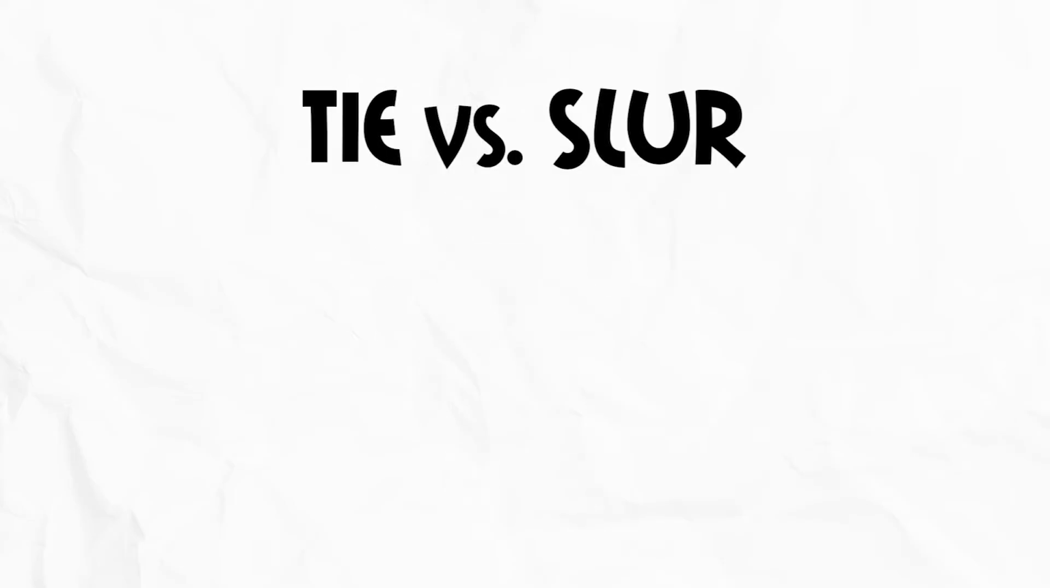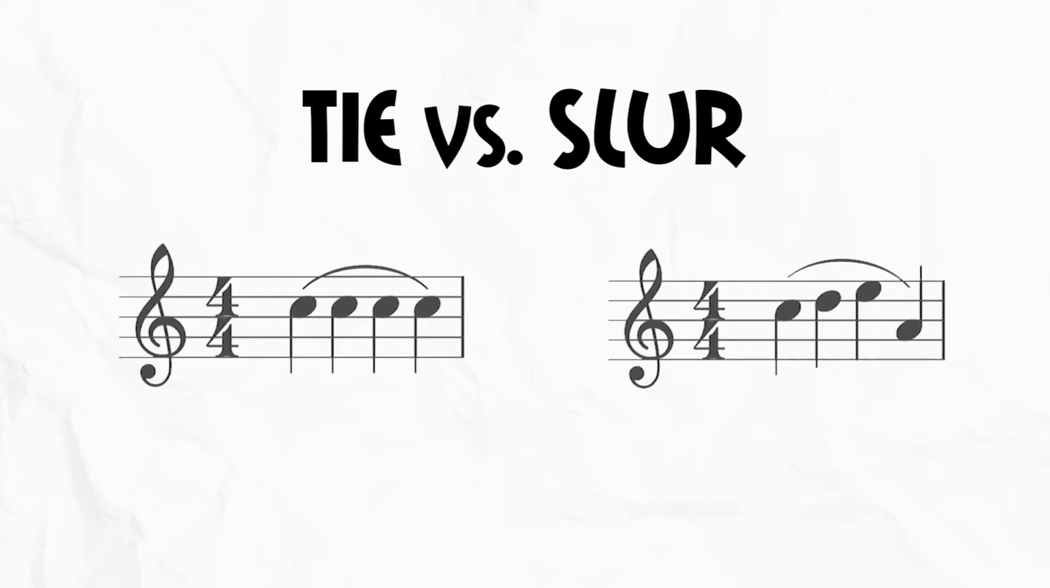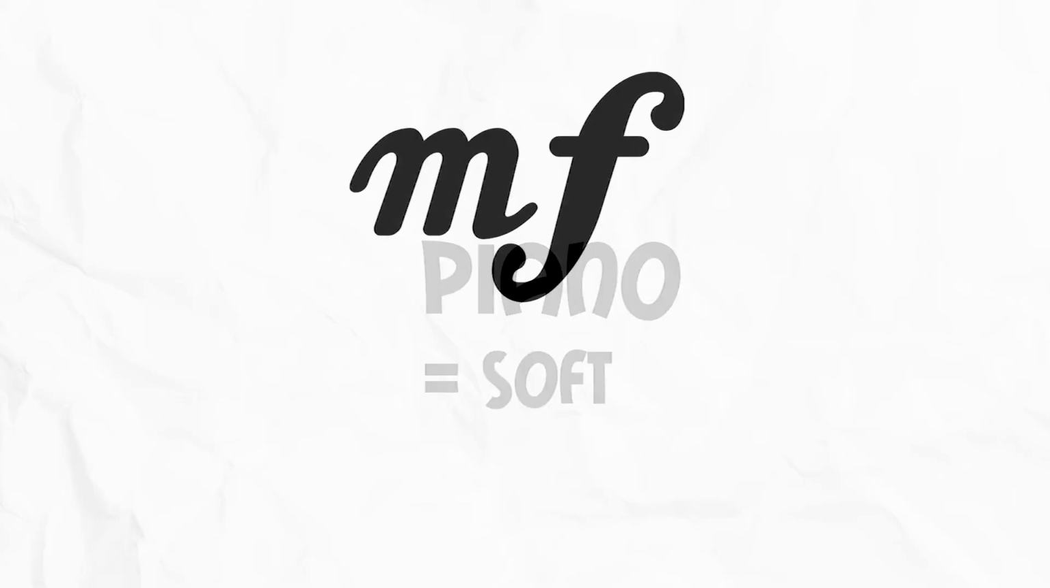What is the difference between a tie and a slur? The tie remains on the same note. The slur goes on different notes. What does forte mean? Loud. How about piano? Soft.